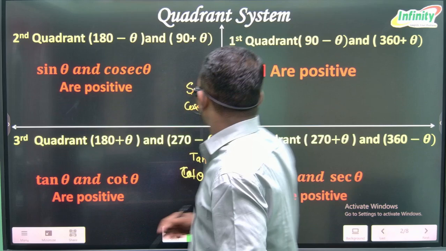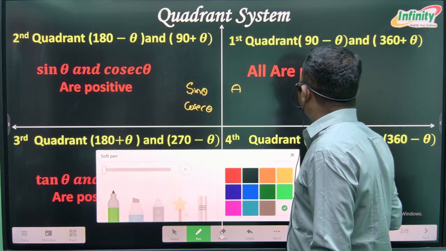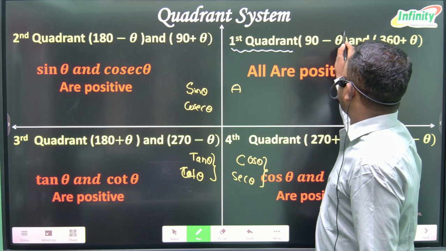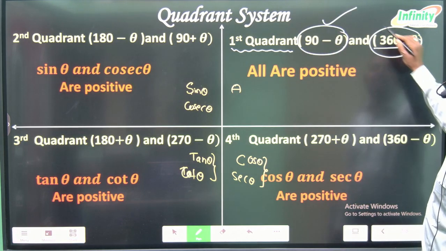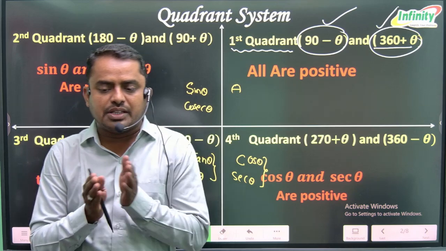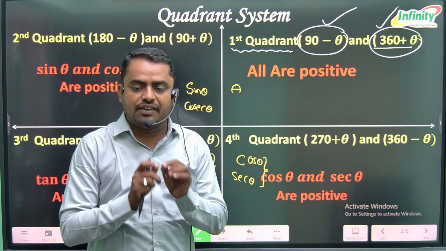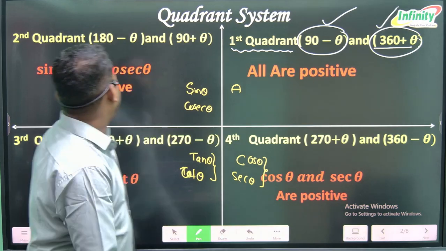So look here, in the quadrant system we have 4 quadrants. In the first quadrant we have 90 minus theta and 360 plus theta. It means if you are operating with 90 minus theta and 360 plus theta when solving a problem, if they appear, then it is the first quadrant.